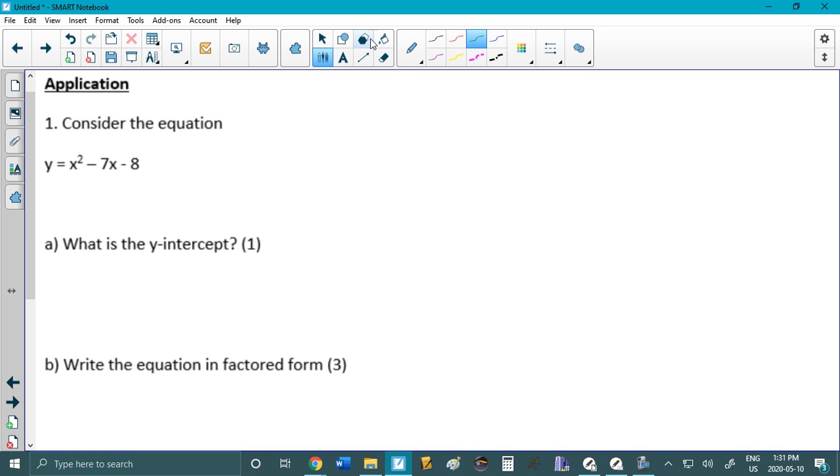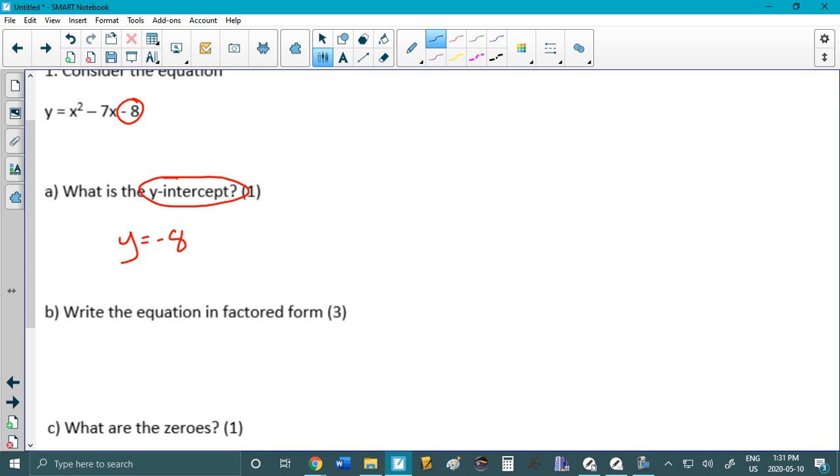This is a big question. We got a lot of stuff together here. So first, we got an equation in standard form, and we want to know what's the y-intercept. You might remember, that's the y-intercept. Okay, so B, factor it.